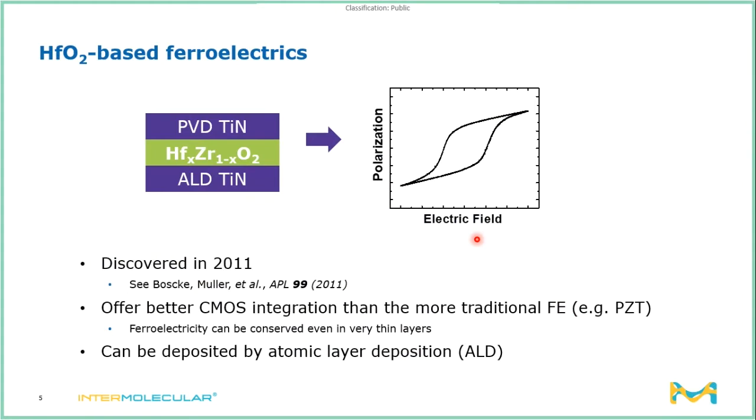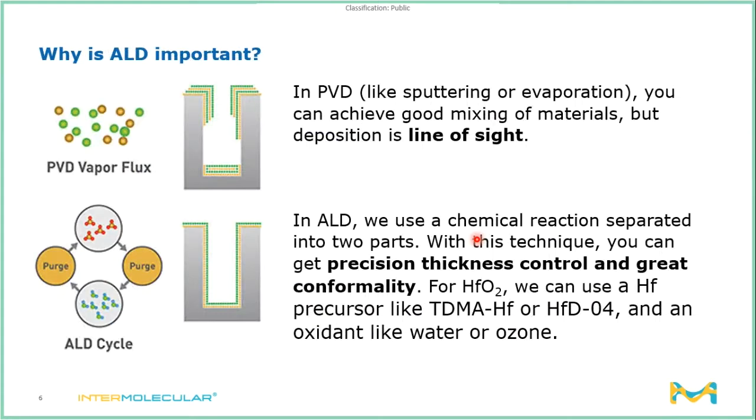Another reason why this oxide is particularly useful is that it can be deposited by atomic layer deposition, or ALD. ALD is important in the semiconductor industry because it provides precision thickness control and the ability to deposit over very steep step edges. Here we contrast ALD with typical physical vapor deposition, or PVD. So in PVD, you can get really good mixing of materials, but the deposition process, which is usually evaporation or sputtering, is a line of sight technique. So it's really hard to cover surfaces that have large steps in them.